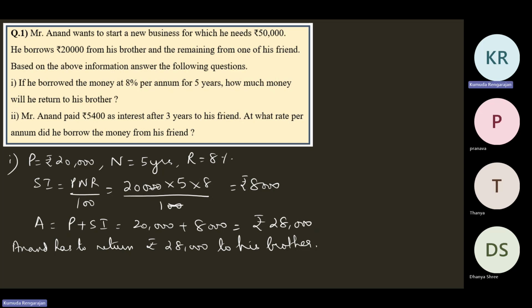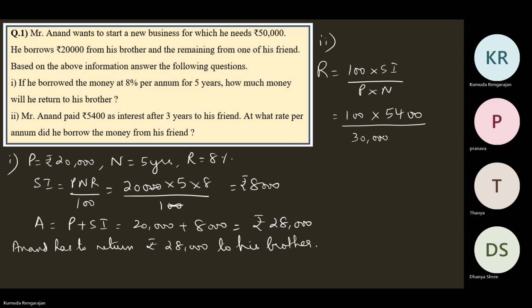Mr. Anand paid rupees 5,400 as interest after 3 years to his friend. At what rate percent per annum did he borrow the money from his friend? So here we have to find the rate percent. R is equal to 100 into SI by P into N. So 100 into, he paid 5,400 as interest, 5,400 as interest by P into N. P is for the friend, it's 30,000 into N, 3 years.